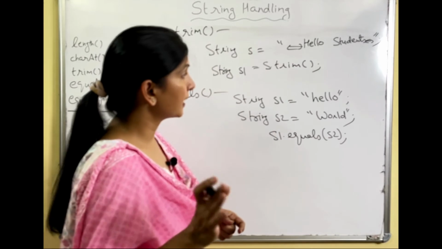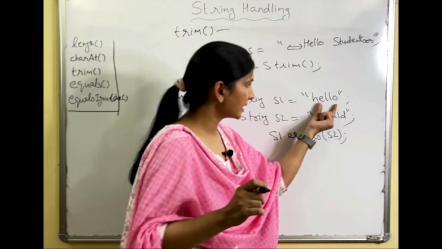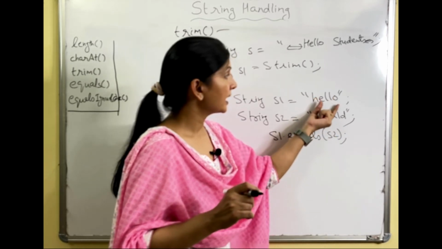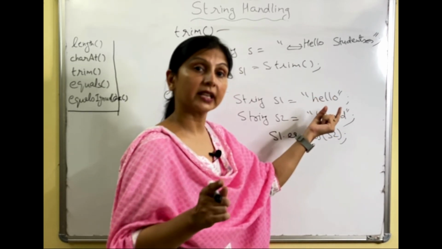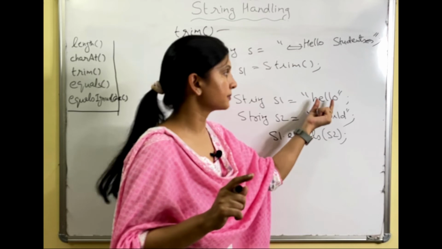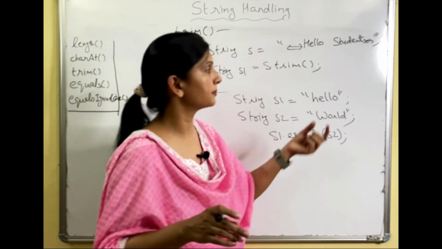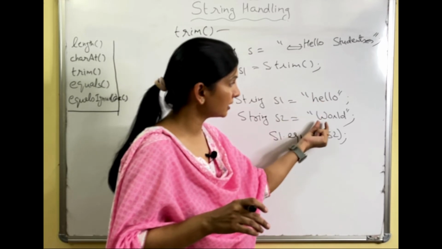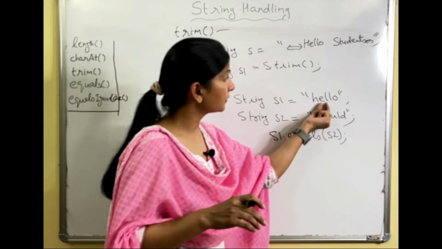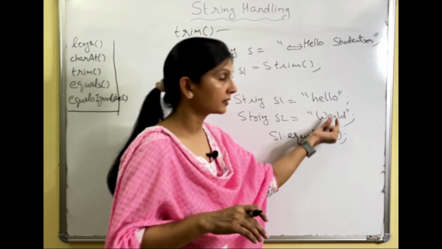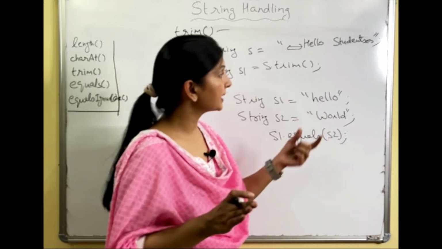When will they be identical? When the length of the strings is the same, meaning the number of characters is the same, as well as the characters themselves. If there is h, it should be h here; if here it is e, it should be e; l, fine. So when will they be identical?